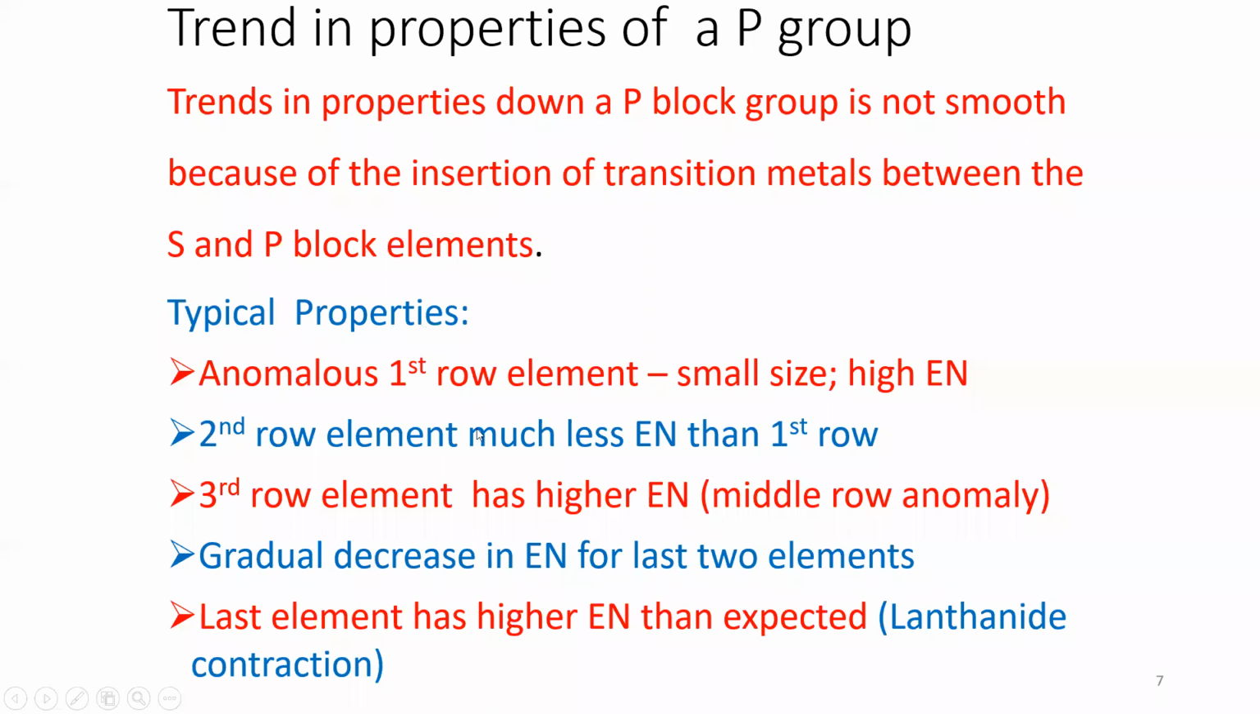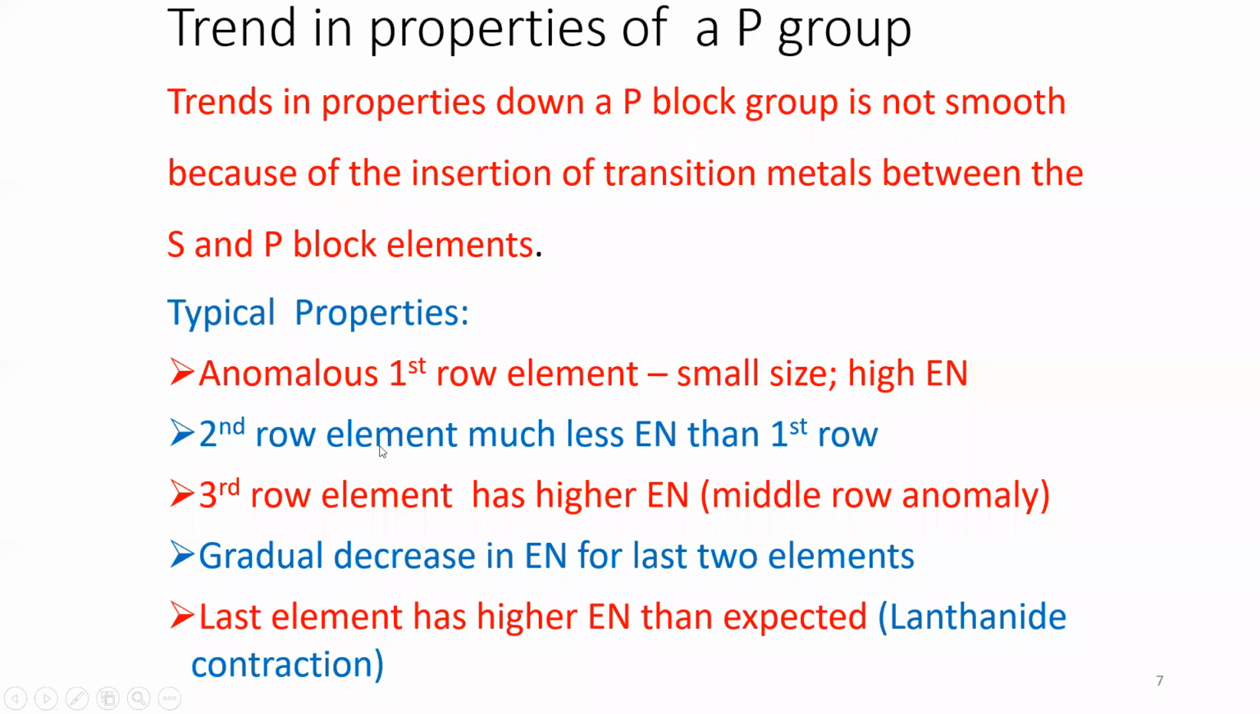So what are some of these typical properties? One, we have anomalous first row element. This anomalous first row element is also found in your s block element because of the small size and the high charge or high electronegativity of the first element in each group. So that is an anomalous behavior. We saw that in lithium. We also saw that in beryllium. So it's typical for most first elements.